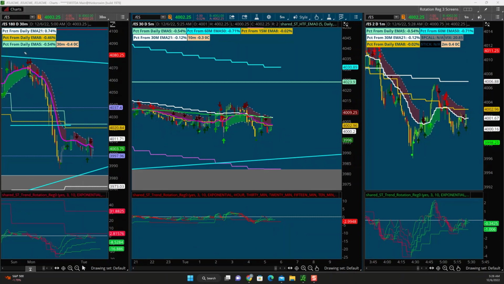On the 30-minute chart, and this is the ES futures, we did flush down yesterday, obviously rallied up, and we do have some sell signals here on the larger time frames, right? Saying that momentum wants to go lower.